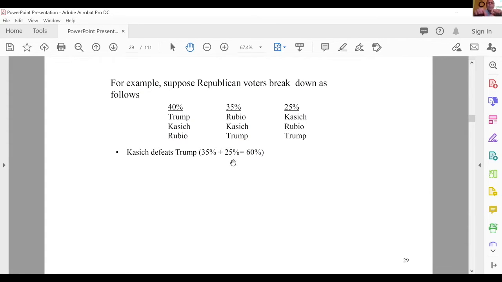Kasich beats Trump by a majority because these voters, the voters in the middle, prefer Kasich to Trump, and the voters over on the right prefer Kasich to Trump, and that's 60%. And Kasich also defeats Rubio. These voters prefer Kasich to Rubio, and these voters prefer Kasich to Rubio, and that's 65%. So Kasich is the true majority winner.